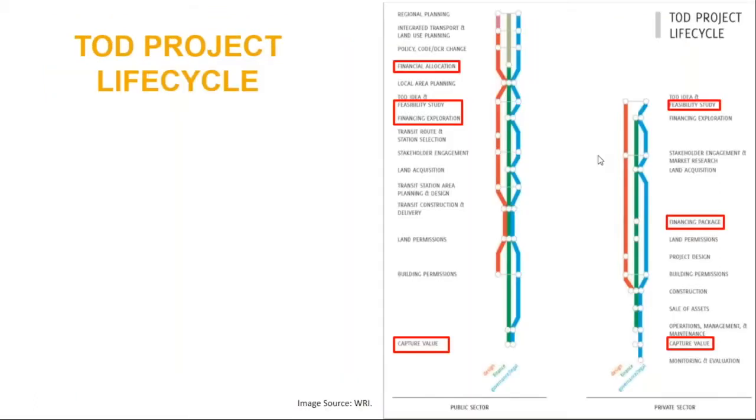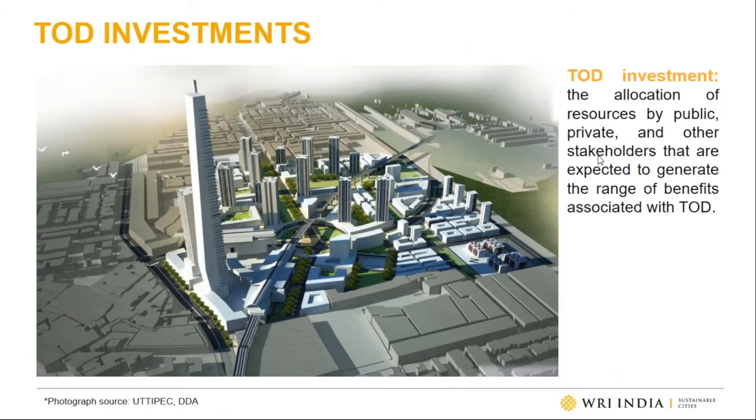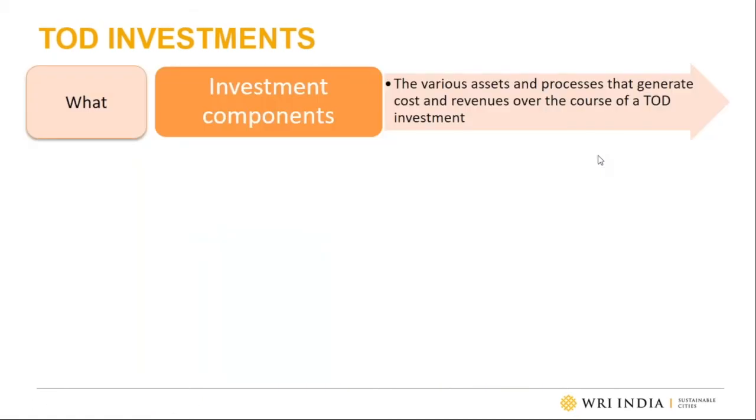This slide basically explains the project cycle with public and private stakeholders. Various milestone stages highlight the financing considerations during pre-construction, construction, and operation stages of the project. So let us understand what TOD investment is. It is the allocation of resources by public, private, and other stakeholders that are expected to generate the range of benefits associated with TOD. There are 4 critical dimensions to TOD investments, and the first one is investment components. That is, what needs to be financed.